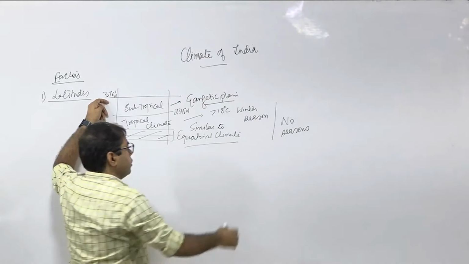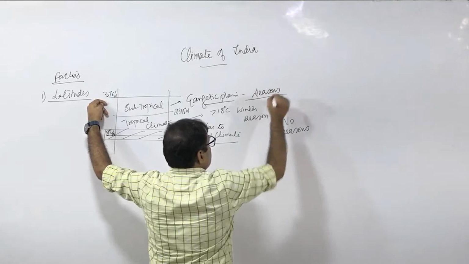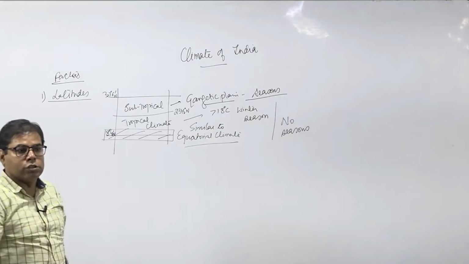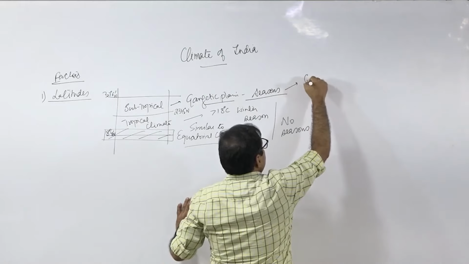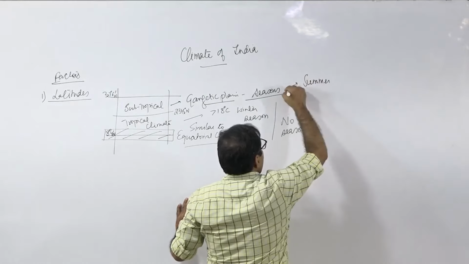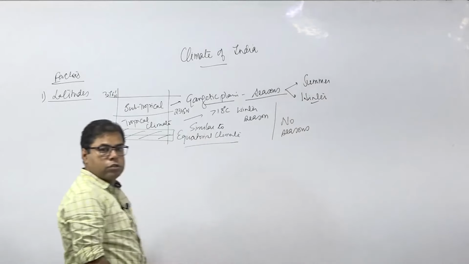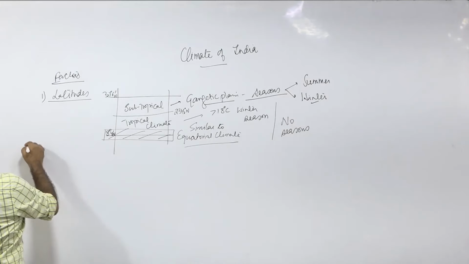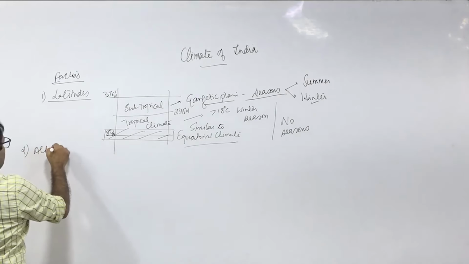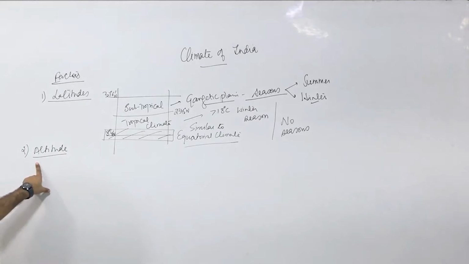Subtropical climate has the defined seasons. It will have seasons. Seasons in the sense, so they will be defined summer and winters. Summer and winters, right? Number 2 factor, it comes to the altitude. So in terms of the climatic condition in India, altitude has a major influence.